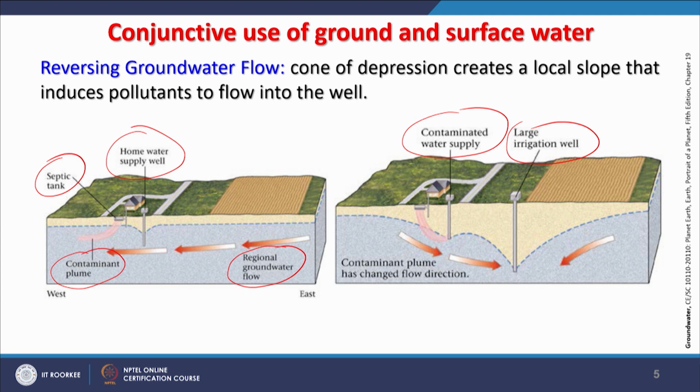So, over-exploitation will not only harm the vegetation and water bodies on the surface, but it can also bring contaminants and pollutants in, and it can change the direction of flow of the movement. Because of this, as you can see here, the natural flow is from right to left, whereas all these arrows are showing towards the well, because with the large irrigation well, a lot of pumping is being done for irrigation.